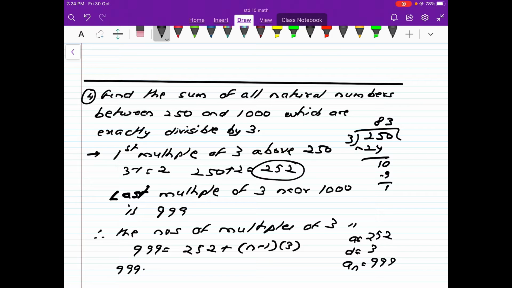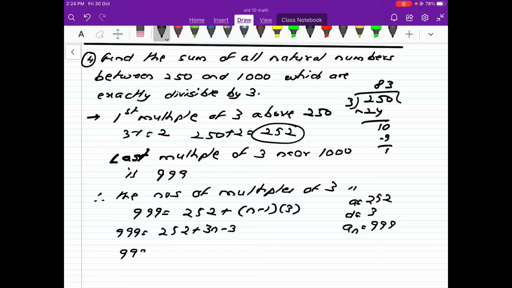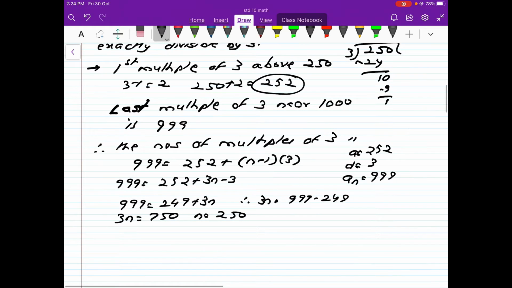So 999 is equal to 252 plus 3n minus 3. So 999 is equal to 252 minus 3, which is 249, plus 3n. Therefore 3n is equal to 999 minus 249. So 3n is equal to 750. Therefore n is 250. So there are 250 multiples of 3.